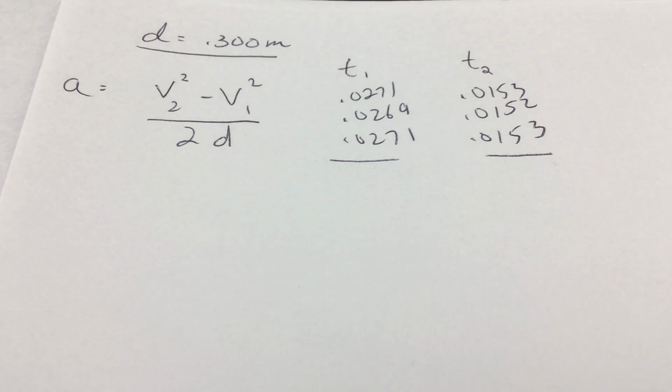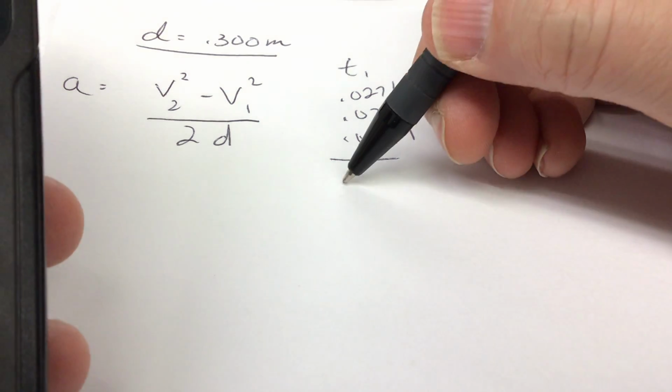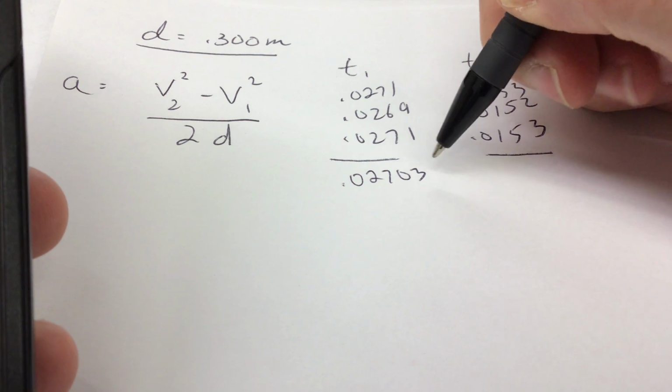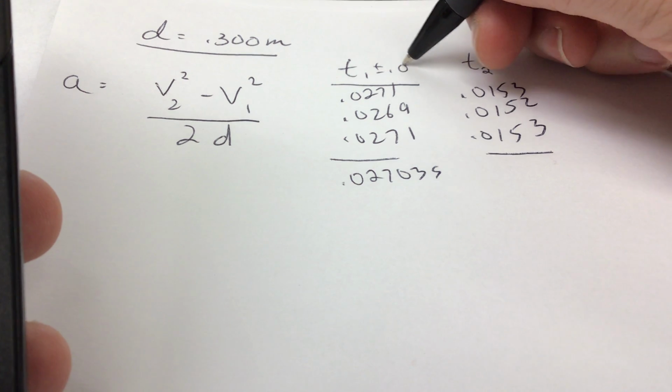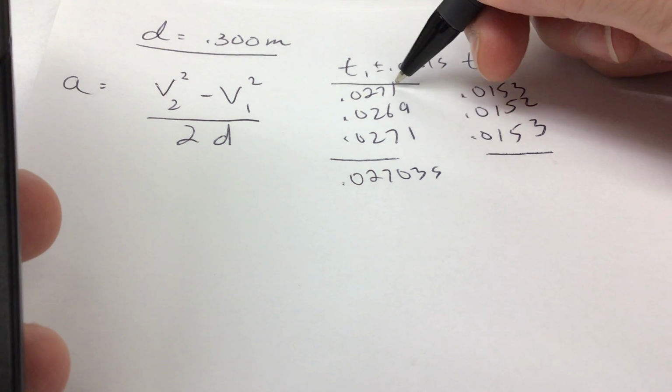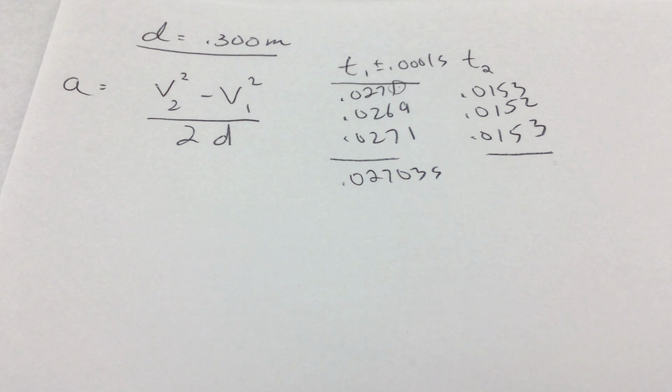On your calculator, I'm going to switch to stats mode, then enter 0.0271. I don't want to find the average and then go back and find the standard deviation, because your calculator will do both at the same time. It saves you some time. So the average is 0.02703 seconds. And when you're writing down your data page, make sure the precision you put down is 0.0001 seconds, because the smart timers are precise to the 1/10,000th of a second.